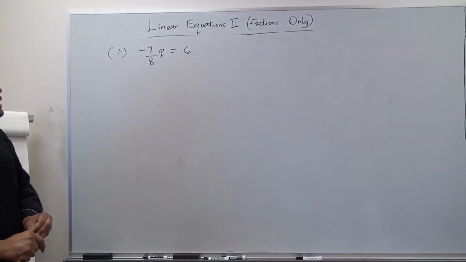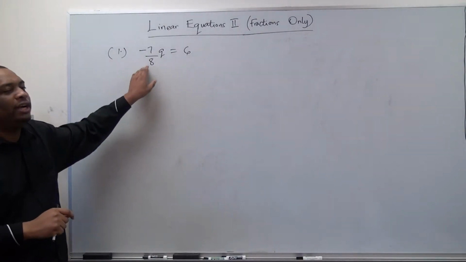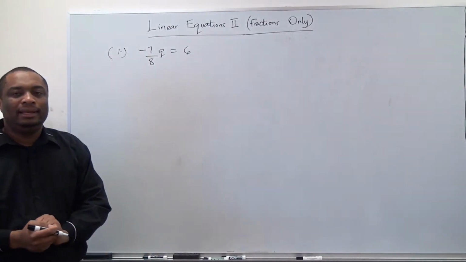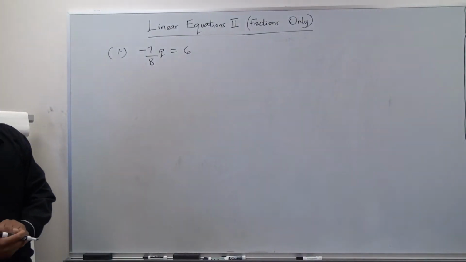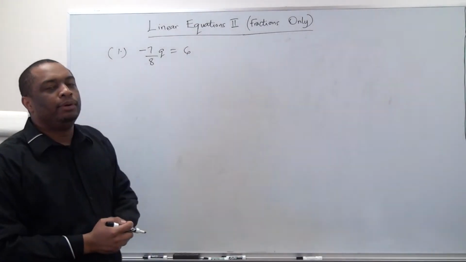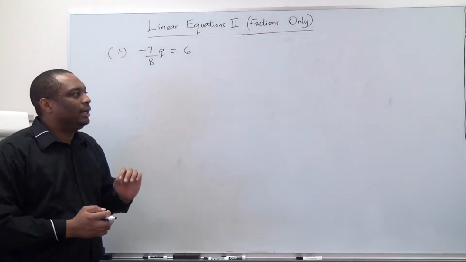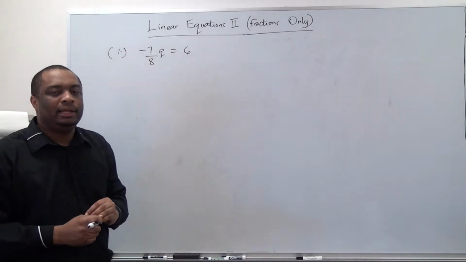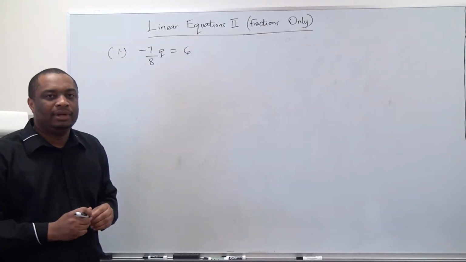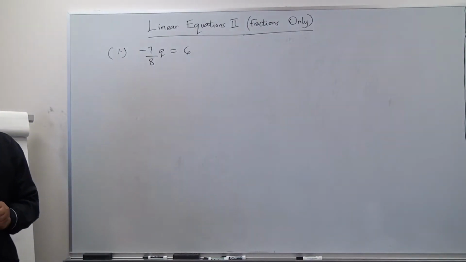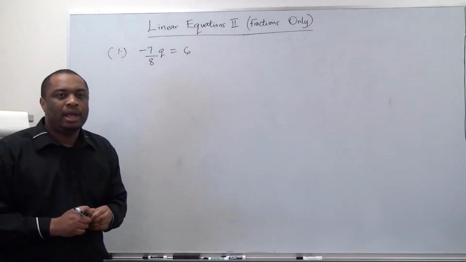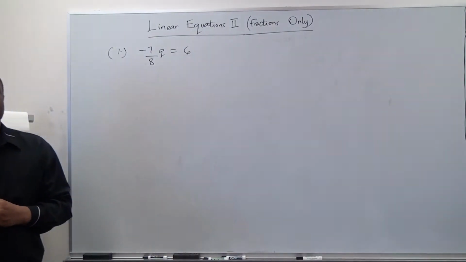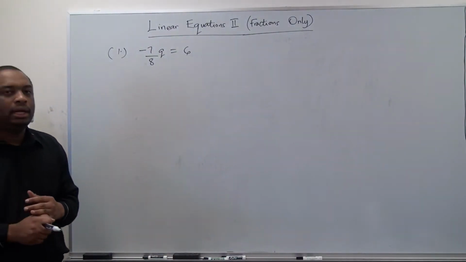So in this case, where you have a fraction, the easiest thing to do is to find the least common denominator, and then you multiply both sides of the equation, that is the left hand side and the right hand side, by the least common denominator so that you can eliminate the fraction. And once you do that, you get back to solving whole number equations.